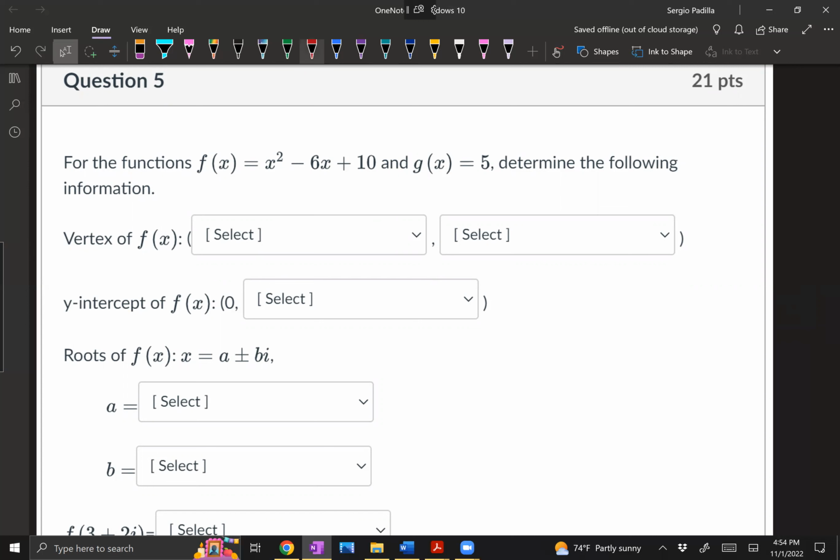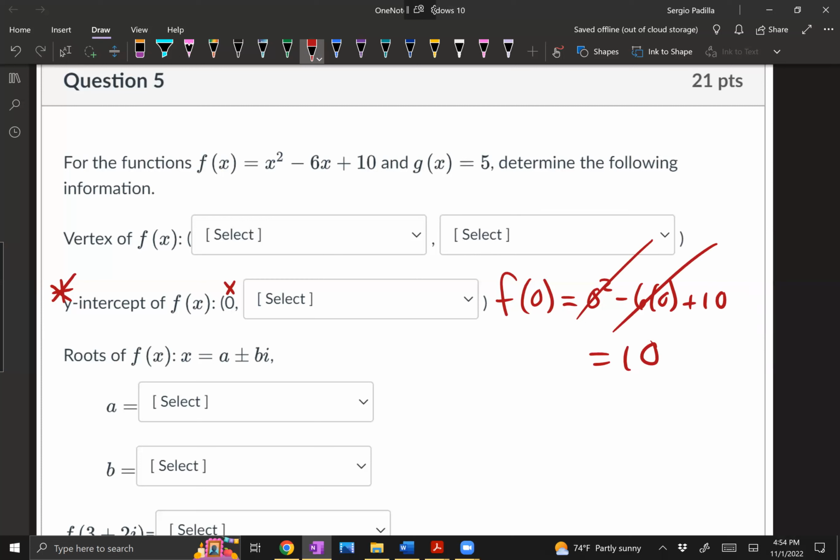Now, here it's asking, so I'll do the things that are a little bit new here. What's the y-intercept? Well, here they're giving you a big clue. Whenever you find a y-intercept, it's asking what happens when x is equal to 0. So if I plug in x equals 0 into f of x, I'm going to get 0 squared minus 6 times 0 plus 10. Anything with the zeros is just 0. So f of 0 is equal to 10. So our y-intercept is at (0, 10).